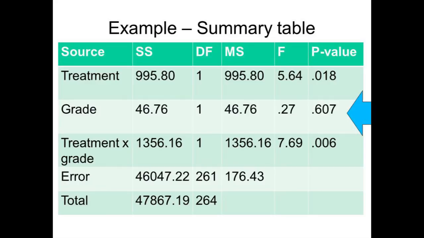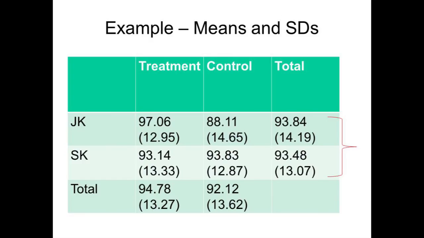So what does that mean? Well, it means essentially that there's no evidence that these means are different. There's no difference somewhere in these averages. So ignoring treatment and control, JK and SK, we have no evidence that they're not performing the same. We can't really say what they're doing, but we can't say that they're different.